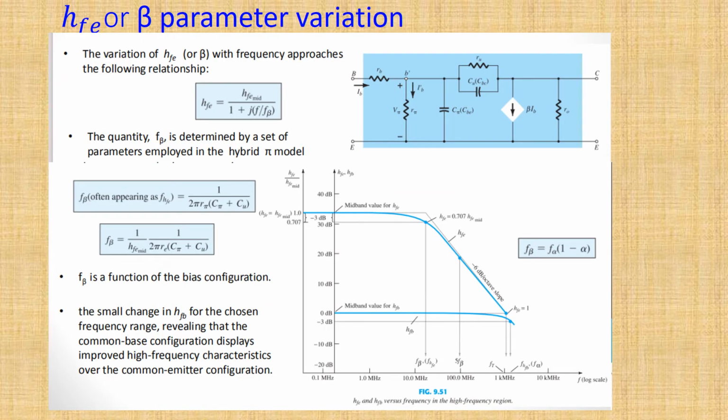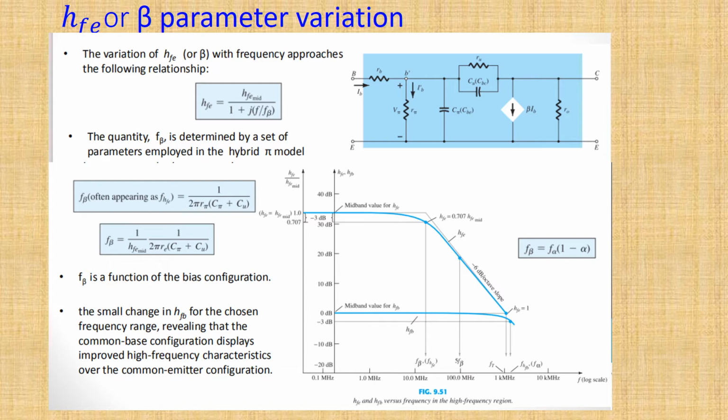So we'll find out the gain. The gain at midband is HFE mid upon 1 plus j times f upon f beta. The quantity f beta is determined by the set of parameters employed in the hybrid pi model. So f beta is often appearing as f_HFE, which is 1 upon twice pi R pi into C pi plus C mu. So f beta is a function of bias configuration.